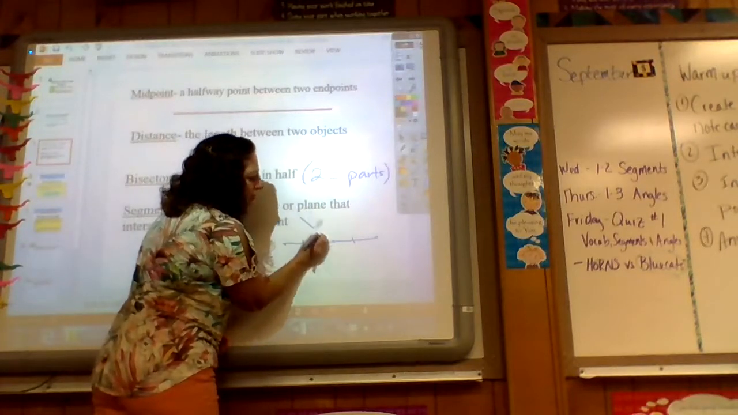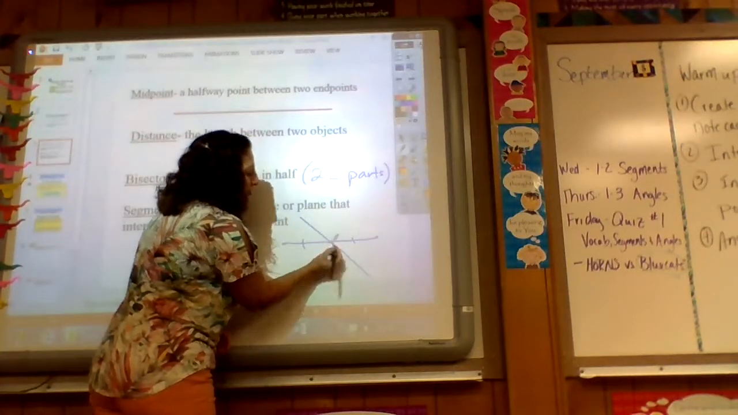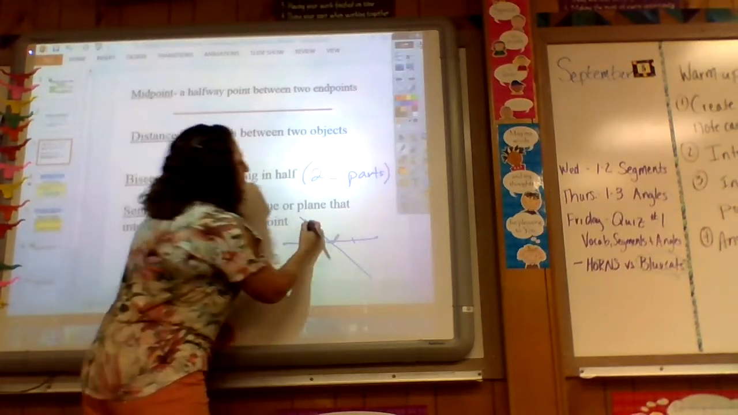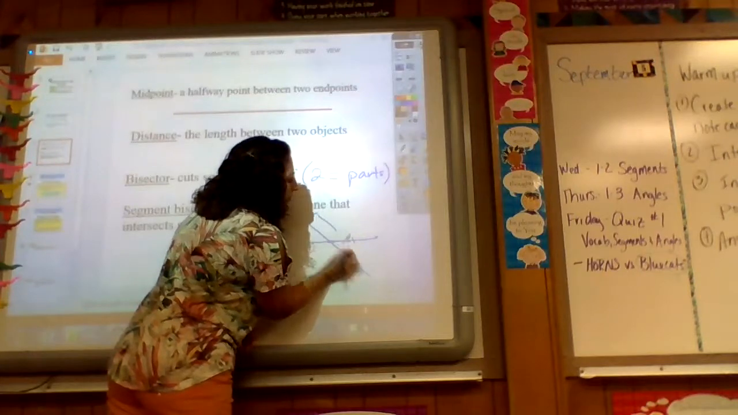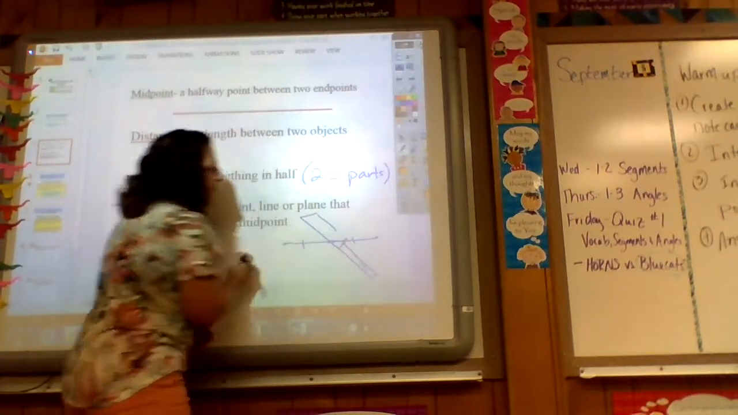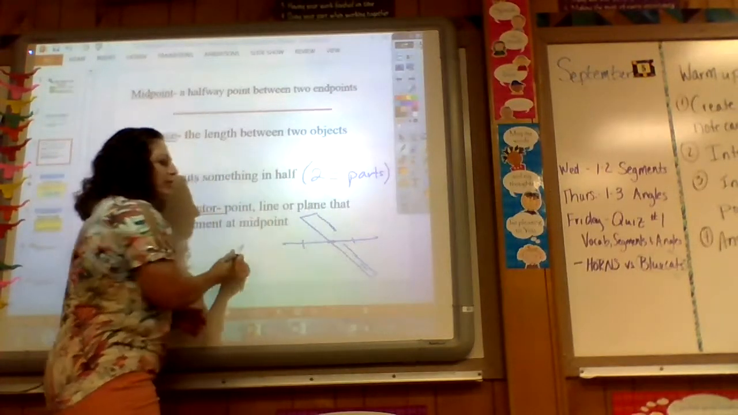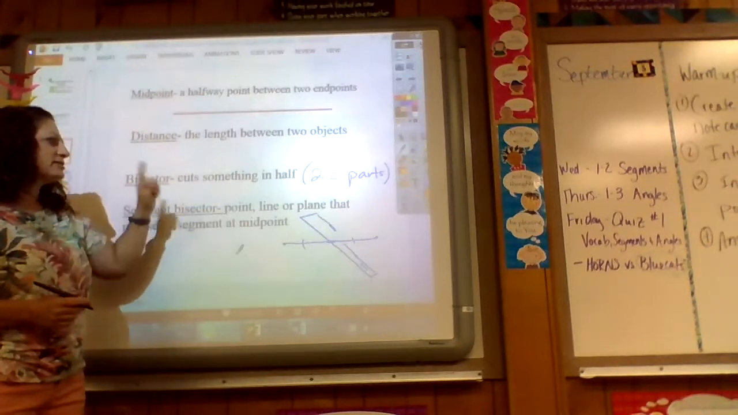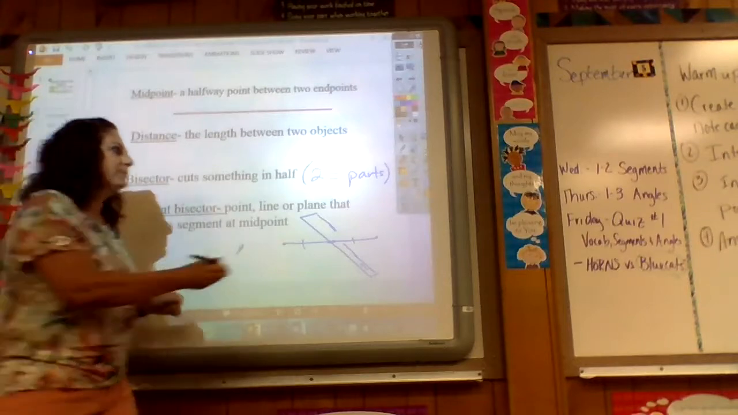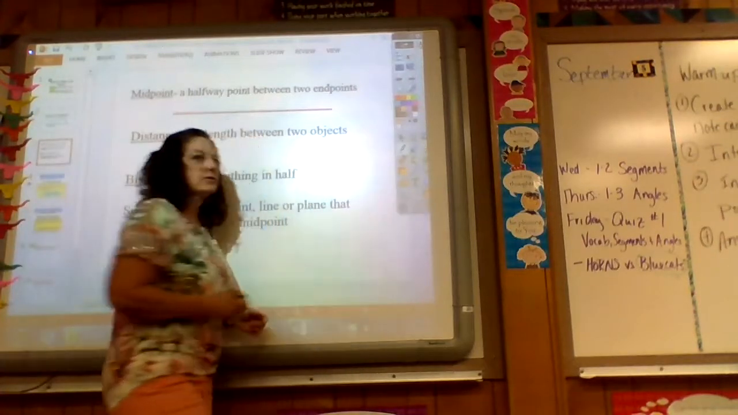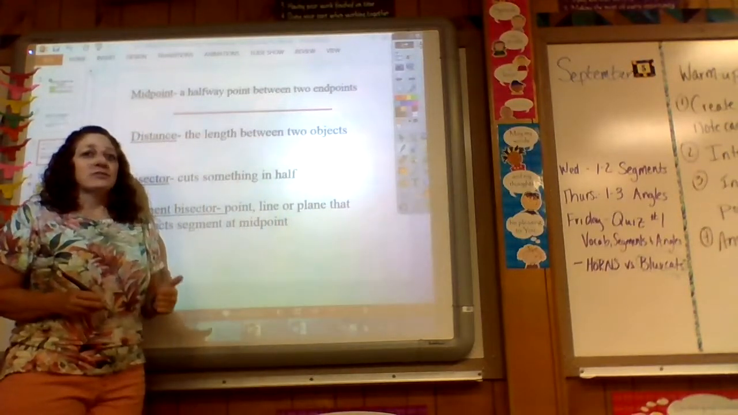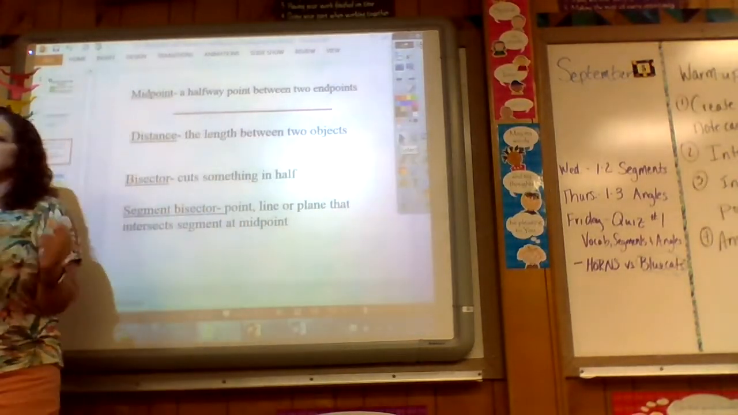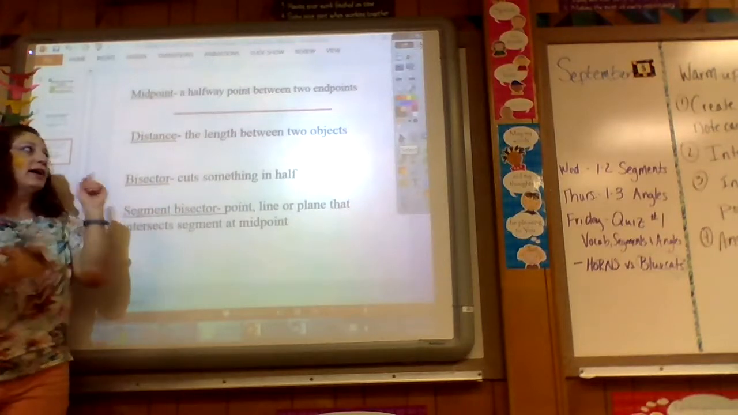You could have a line. It doesn't have to go at a 90 degree. If it went through the middle, then that line could be a bisector of that segment. Or you could even have a plane, if I had drawn that well, a plane that's cutting through that segment, okay? So you can have a segment bisector that is a point or a line or a plane. Questions? That's our vocab.